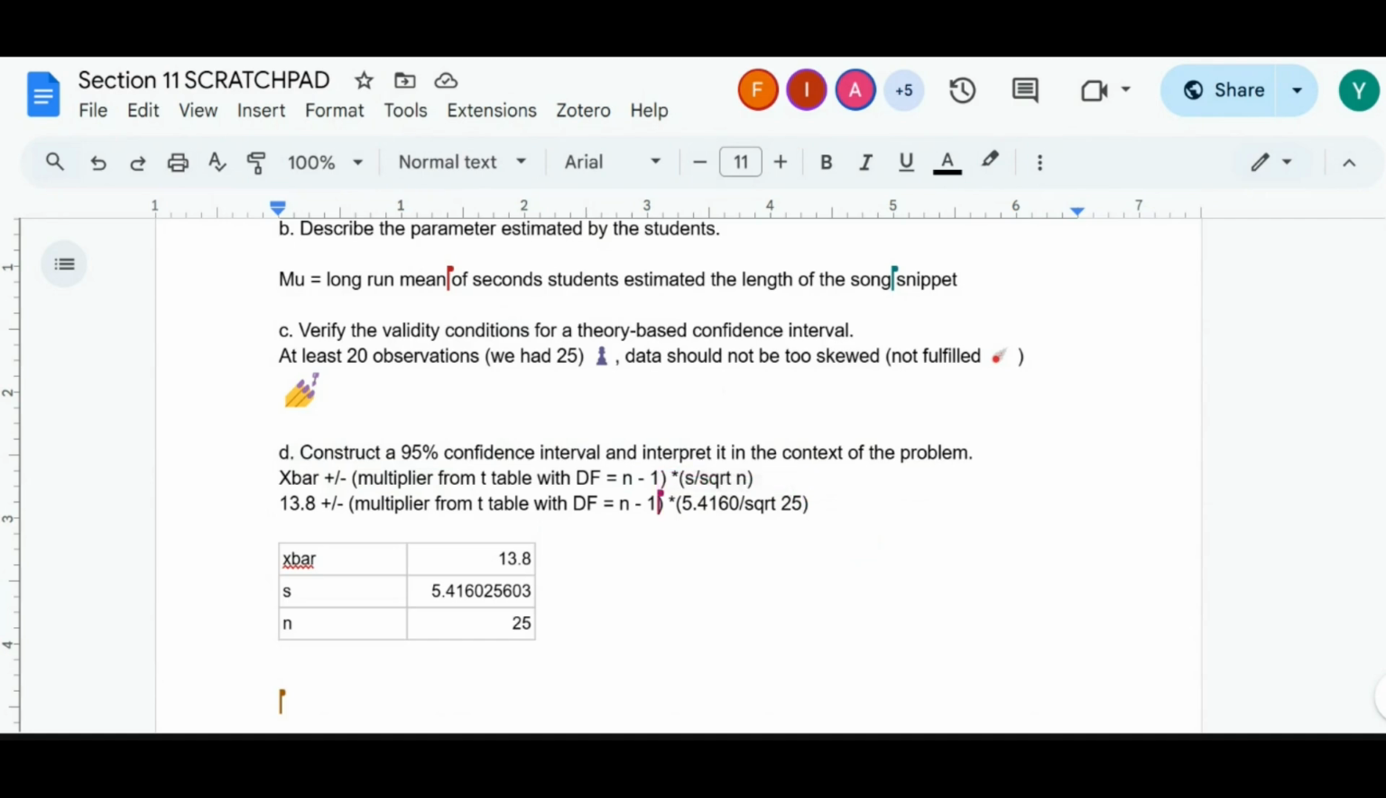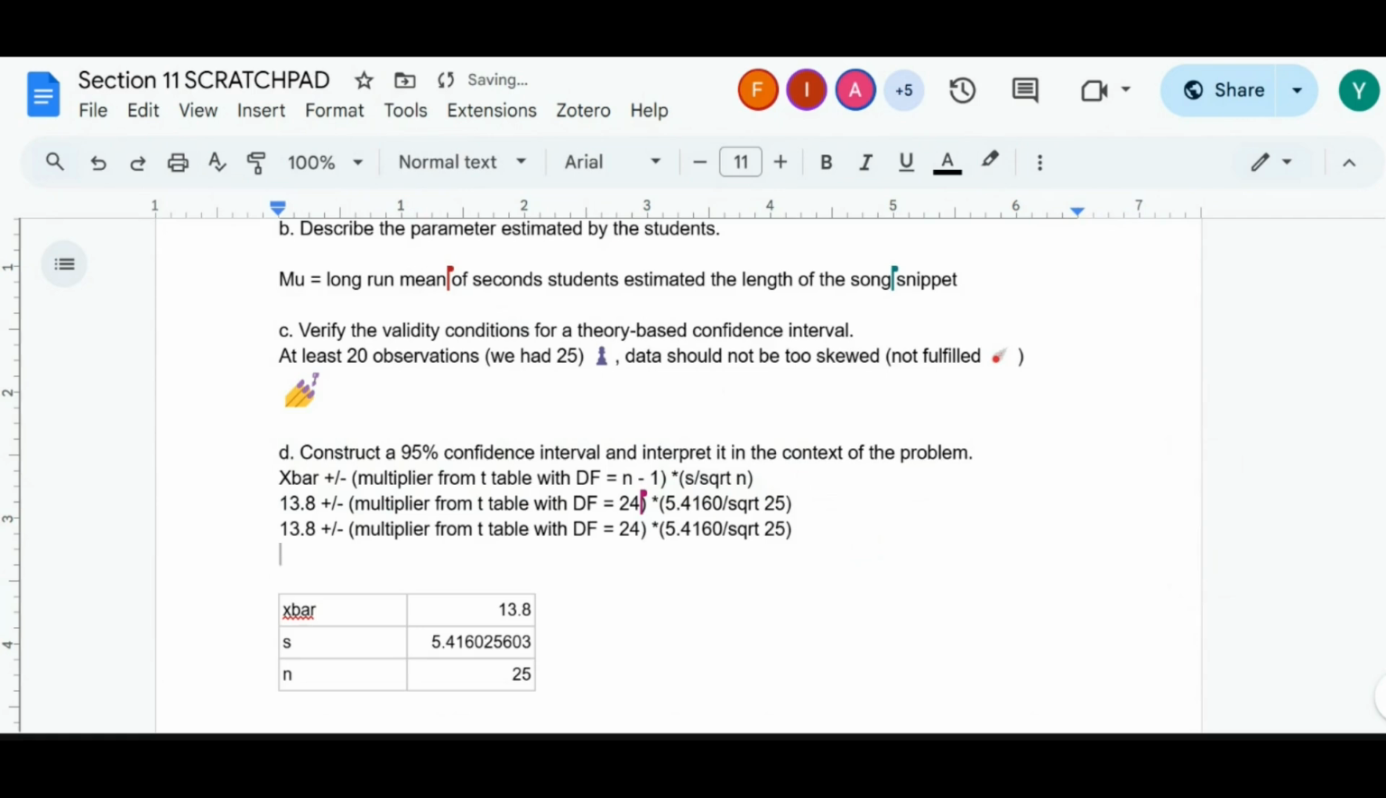Okay, so X bar is 13.8, S is that one, and the square root of 25. You should be using a DF of 24, because 25 minus 1 is 24. Is that available? I think 24 is there. To make it complete, let's not erase this. Let's just start another line. You fill in the correct multiplier here.